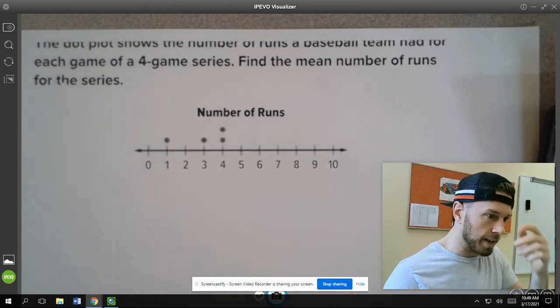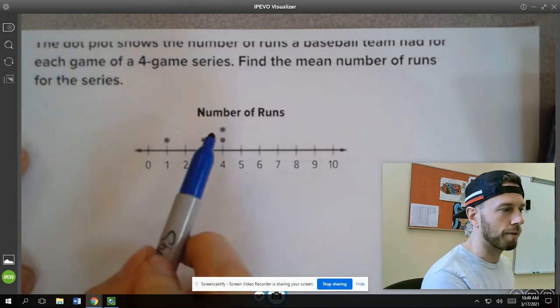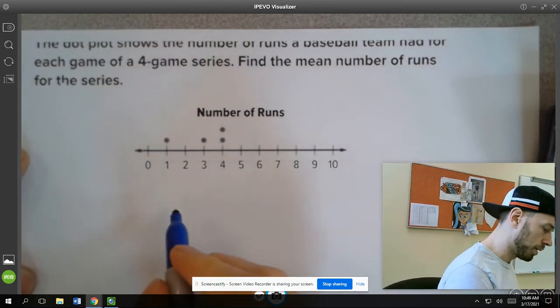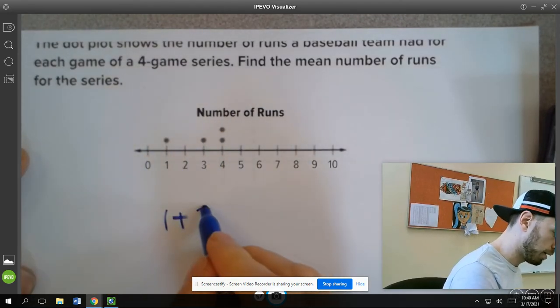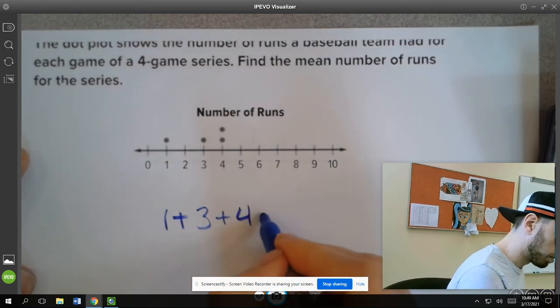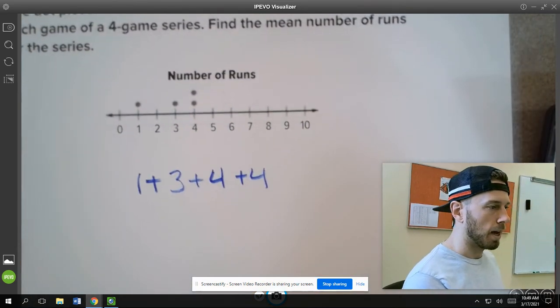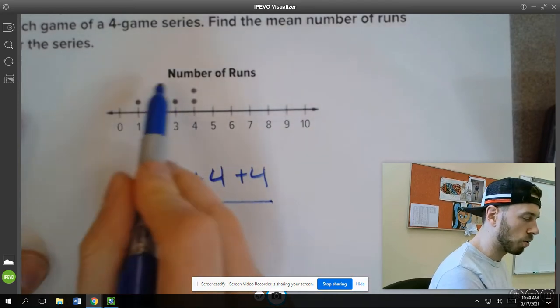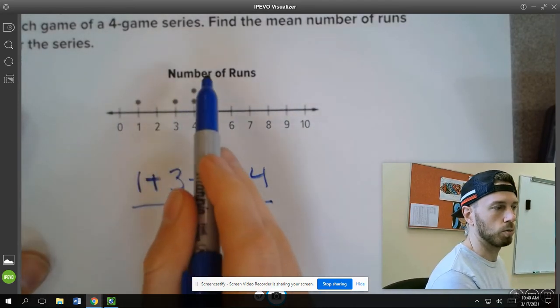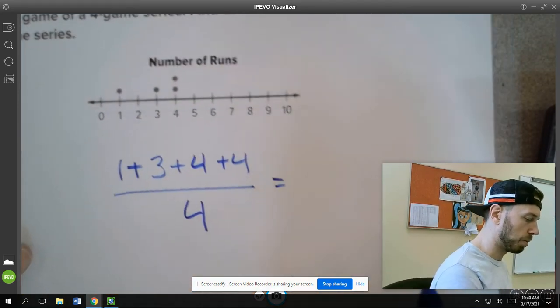All right, so to find the average, I would take each piece of information and add it up. So there's a 1 plus a 3 plus 2 4s. I would add those up and then divide by the total number of pieces of information I have, which is 1, 2, 3, 4. And this should give me my answer here.